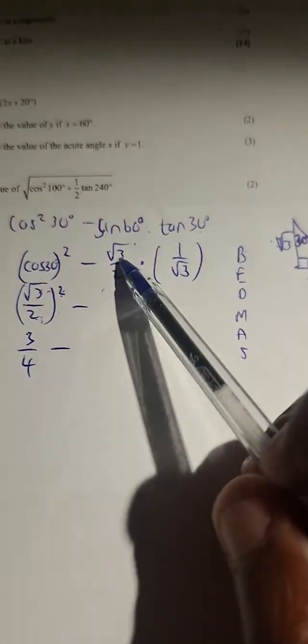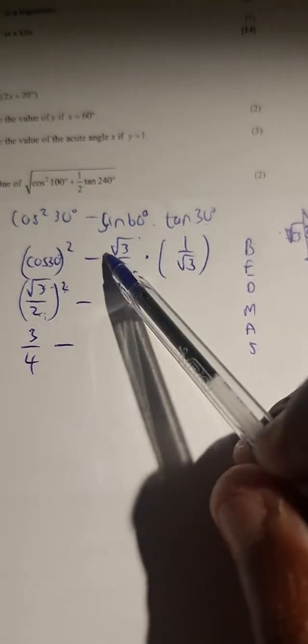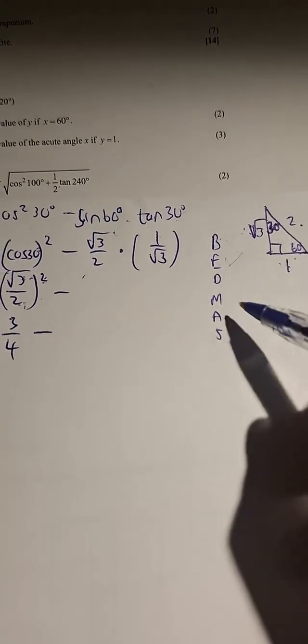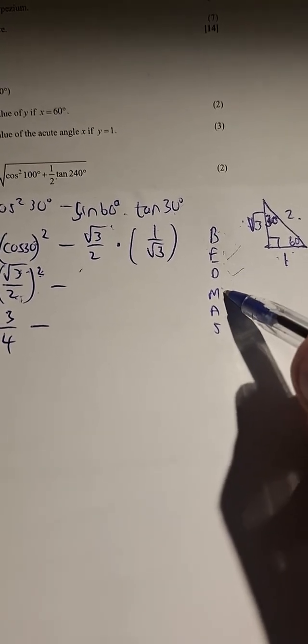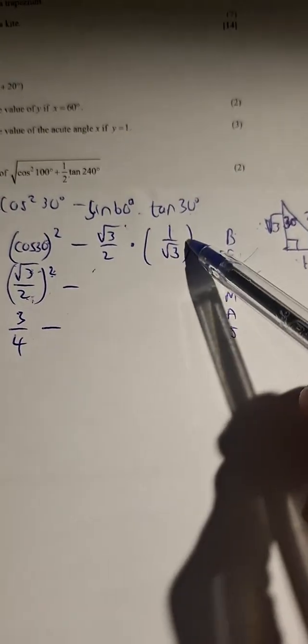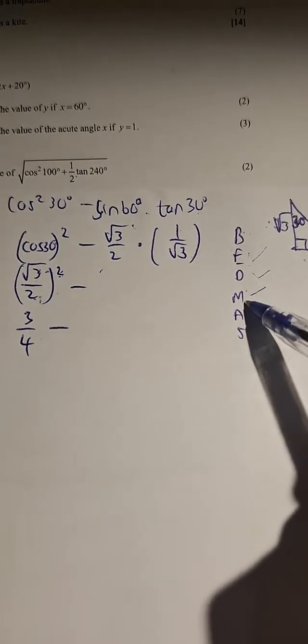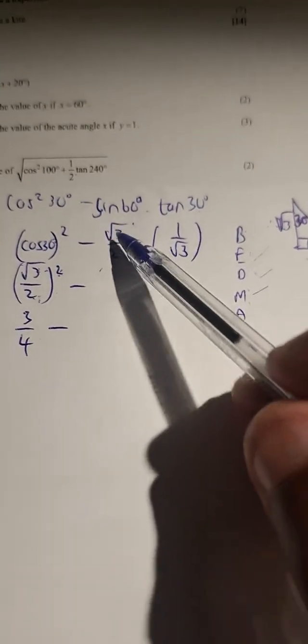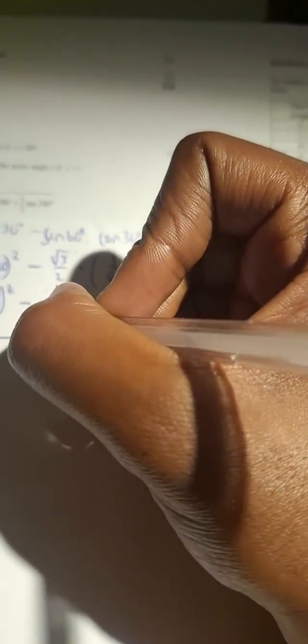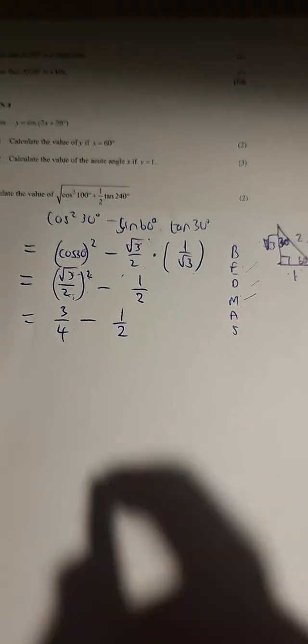Minus root 3 times 1. Remember, the minus you don't subtract. In BEDMAS, brackets, exponents, division, multiplication comes first before subtraction. So I can't subtract this and that before multiplying these two. Multiplication has to be attended to first. Root 3 over 2 times 1 over root 3. Remember, this root 3 and this root 3 cancel. You get left with 1 times 1, which is 1, and then 2 times 1, which is 2. So that means I have 3 over 4 minus 1 over 2.